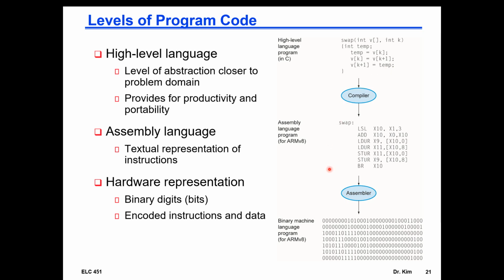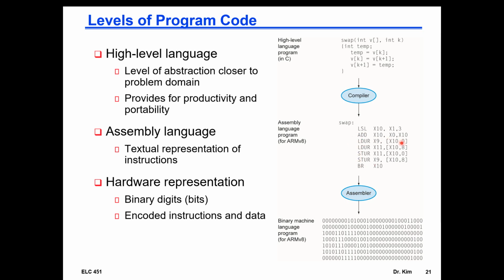Now here in assembly, other things are happening. First, I have a shift of 3 bits for something that is coming into a register, and then I'm adding that to something that came into another register, x0. And now I'm doing a couple of loads and a couple of stores. And this is where the swapping is happening.